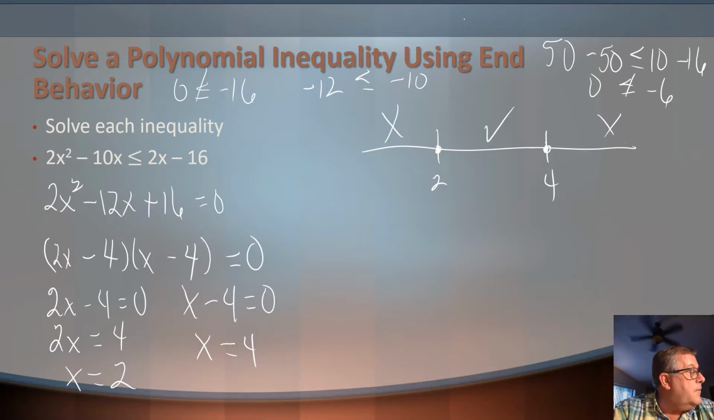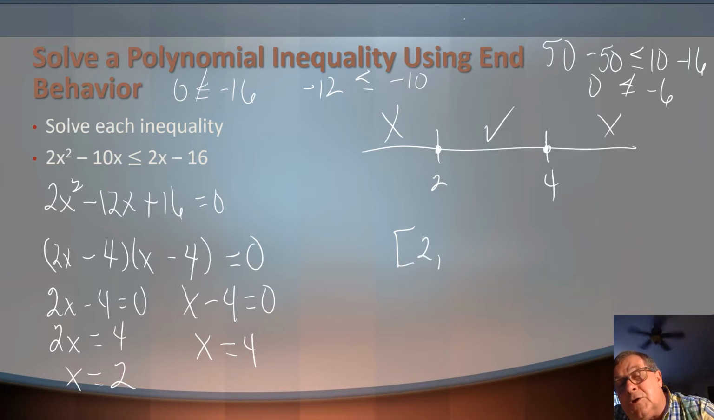And so I'm going to write this in interval notation. And I'm going to use a bracket because we're doing a less than or equal to. So my solution set is between and including 2 and 4, including 4.